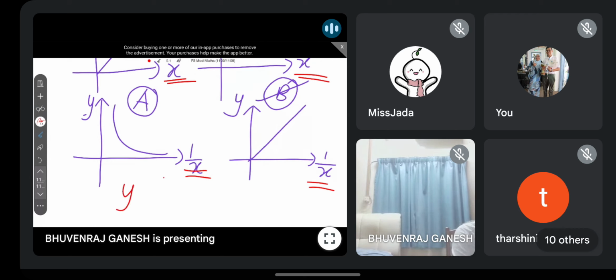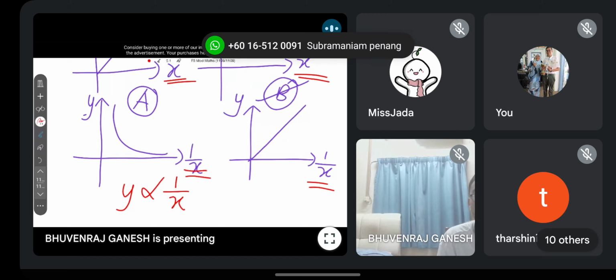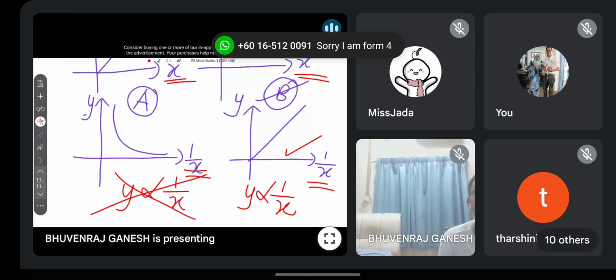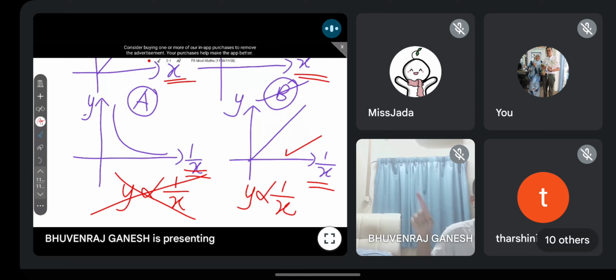So if you write out y berkadar songsang dengan x. Tapi y adalah berkadar terus dengan 1 bahagi x. Okay, y varies inversely as x, but y will vary directly as 1 over x. Can you understand, guys? So that is why this graph only is correct, yang ni. Okay, this one is wrong. You should get a straight line if you want to say y varies inversely as 1 over x.